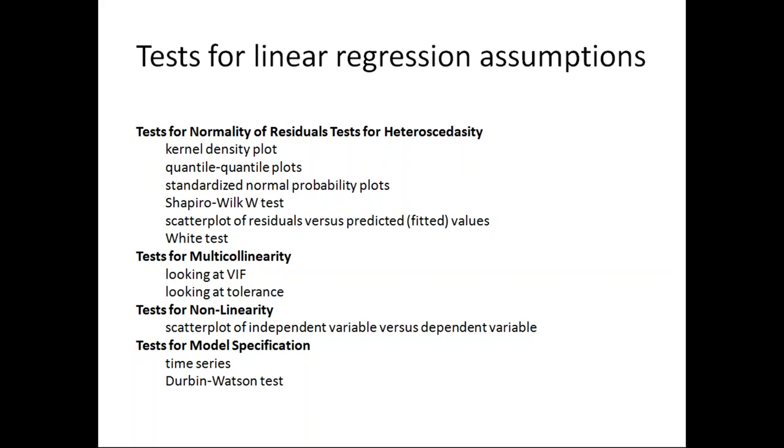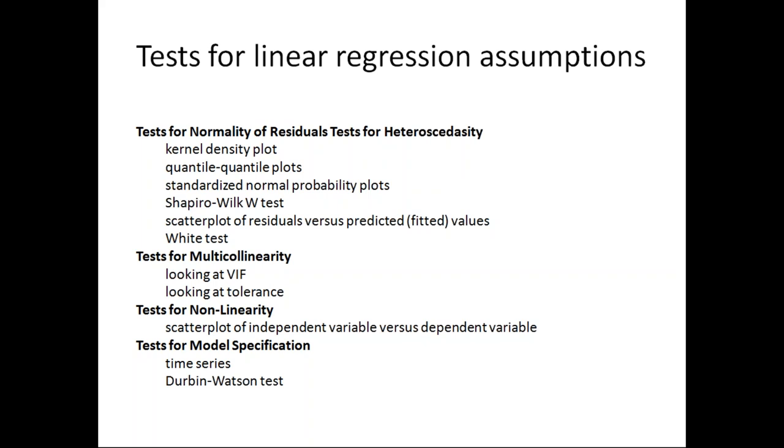Okay. Next, our assumption was the variables should not be related to each other. That is what we call multicollinearity. For that, we look at something known as variance inflation factor, or VIF, and tolerance, which is the reciprocal of VIF. Okay. Next, we look at testing nonlinearity.